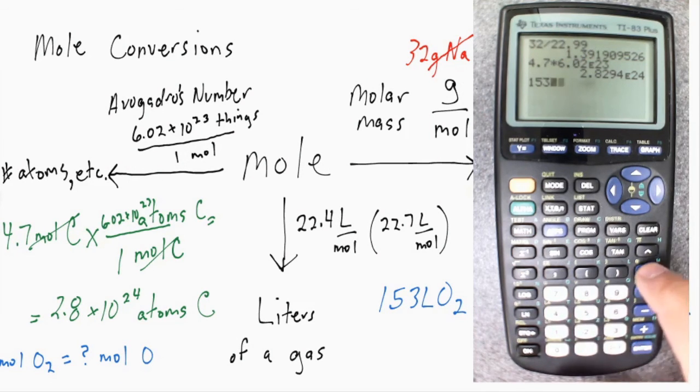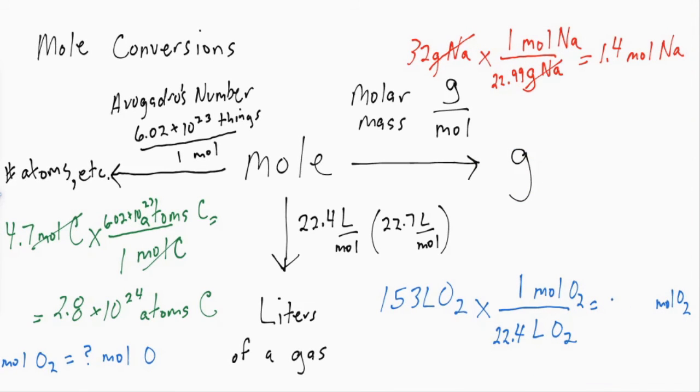153 divided by 22.4 equals 6.83 moles of O2. 6.83 moles of O2 is the answer.